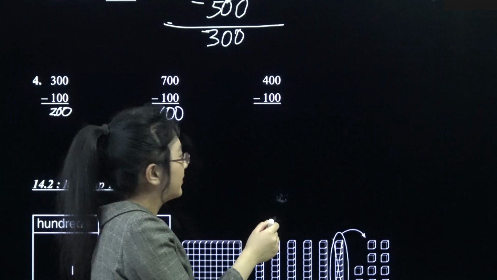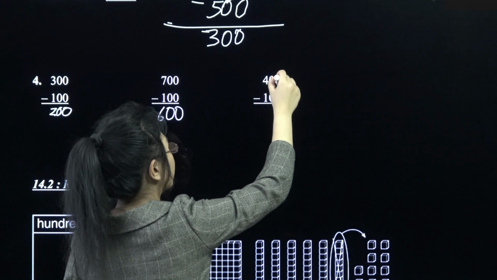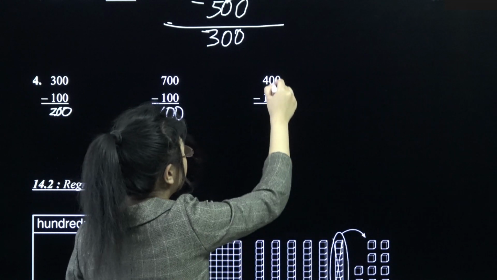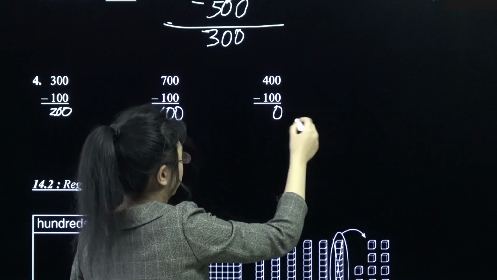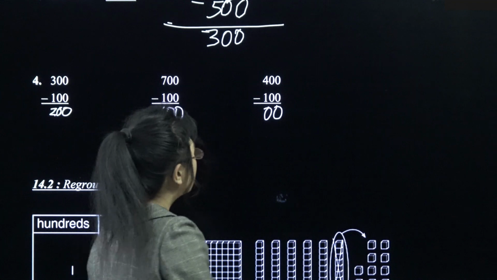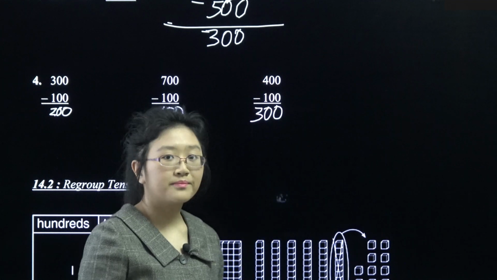And now we have 400 minus 100. 4 minus 1 equals 3. But we're just going to do it in proper vertical form. 0 minus 0 equals 0. 0 minus 0 equals 0. And then 4 minus 1 equals 3.